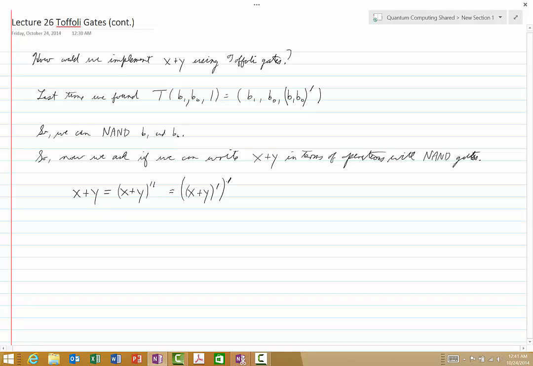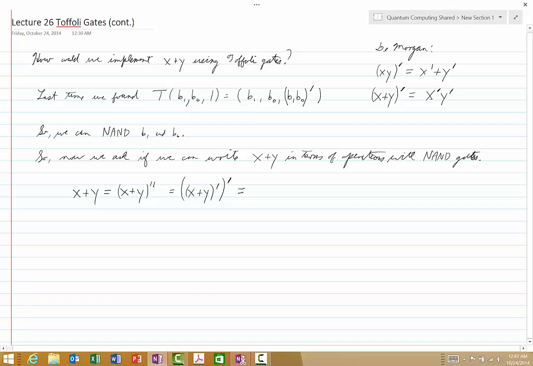Now I'm going to leave the outside complement where it is, but for the inside complement, I'm going to use De Morgan's theorem. Now, in case you haven't heard of De Morgan's theorems before, it goes like this. It says that the complement of a product is equal to the sum of the individual complements, and the complement of a sum is equal to the product of the individual complements.